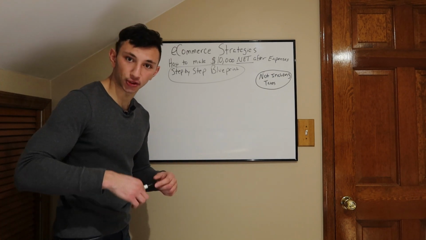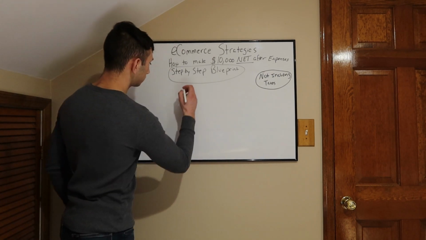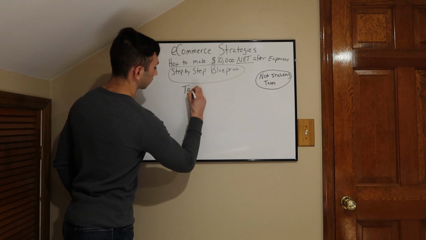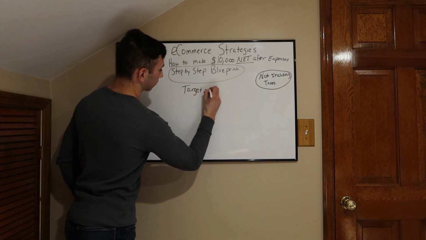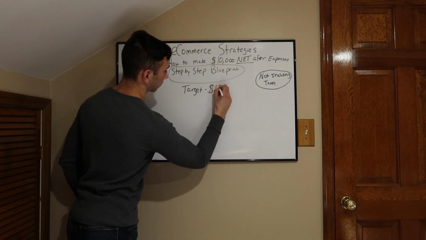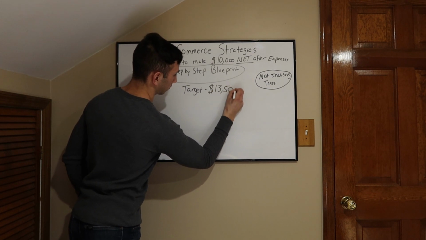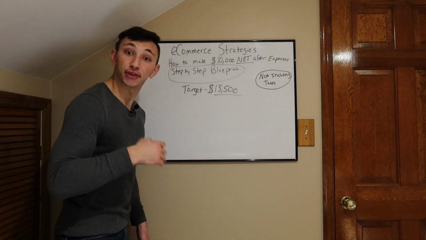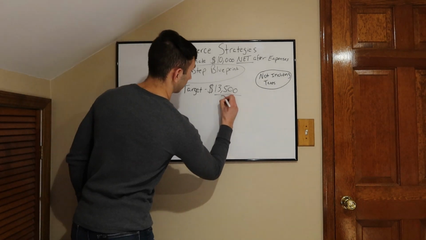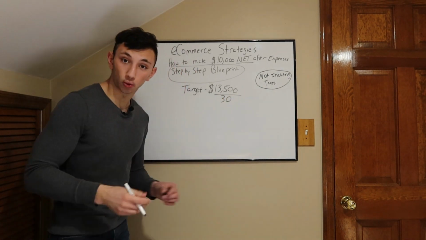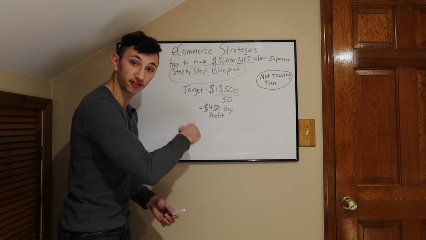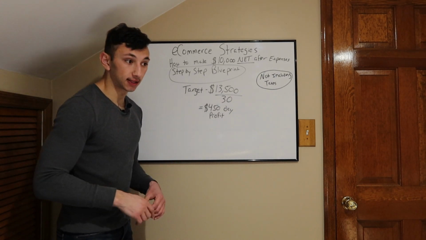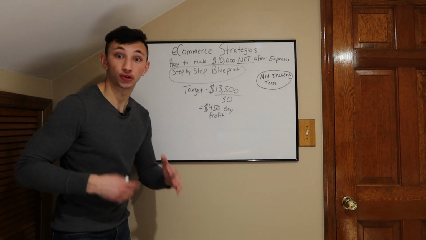So our new target is $13,500, and we divide that by 30 days in a month, which is equal to $450 a day in profit. Now, I know that sounds like a lot, guys, but it's really not.